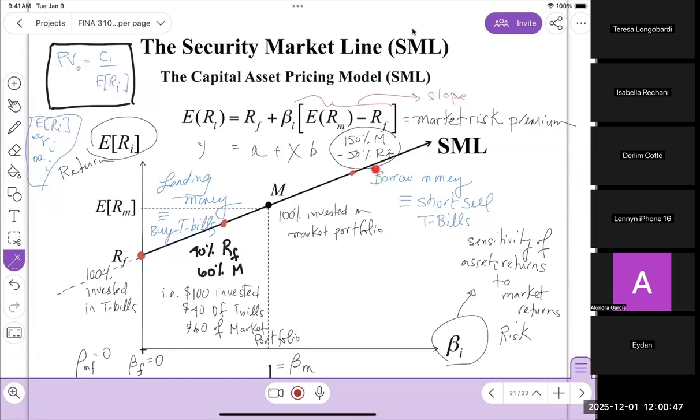You can create any position on the line by choosing a combination of the risk-free and the market portfolio, either by purchasing T-bills or by short selling T-bills. Because of this relationship we have created, we can also use the line to estimate the expected return on any security, stock or bond.